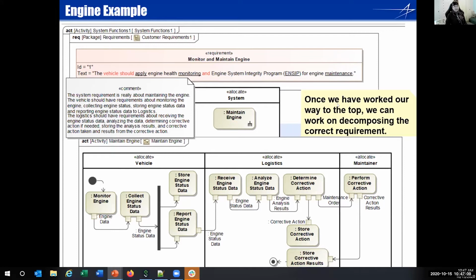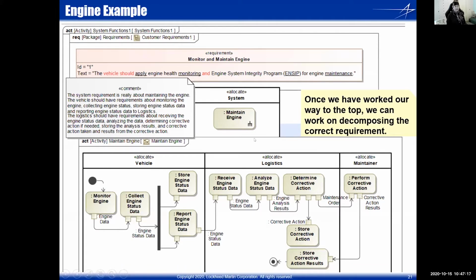Now that I have the purpose of the system for maintaining the engine, I can work on decomposing this. This is just one flow. I might need other flows. And so now I'm going to need a system requirement that is really about maintaining the engine, and the vehicle is going to need requirements about monitoring the engine and collecting the status. The logistics system is going to need requirements about getting that status and processing it and analyzing it and determining the corrective action. And so this one little requirement up here that the customer has given us, it's turned into 2 business requirements and a whole long list of subsystem requirements that we've gotten.